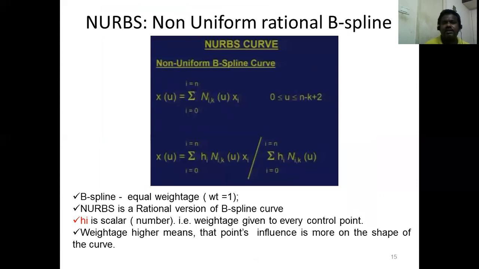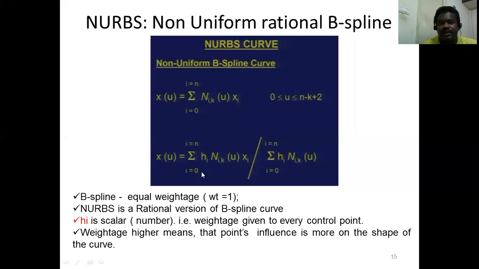Right. Next one, NURBS. What is NURBS? Non-uniform rational B-spline curve. B-spline curve, this expression, you have seen it. This is a coefficient value. This is the position of the control point. This is the number of segments. N minus k plus 2 is the number of segments. This expression you can write. Find out the difference between this and this. Here, one scalar value hi is introduced. Hi is a scalar value, and the whole thing is divided by this value.